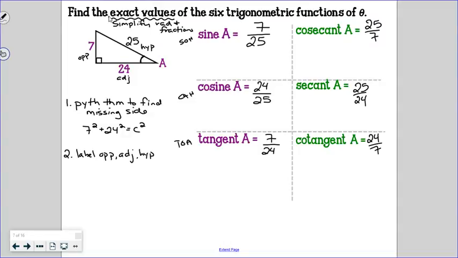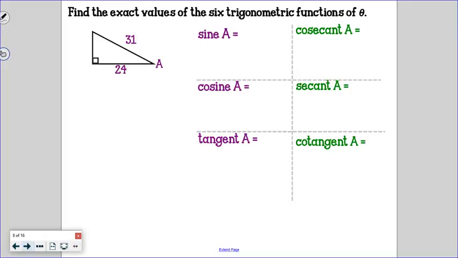Any questions so far? That's a very basic example. Let's look at how this could take one step a little bit more difficult here. So same directions, same start. You guys start with that Pythagorean theorem to find your third side, please. Before we move on to the trig functions up there, let's make sure we all have the same third side.